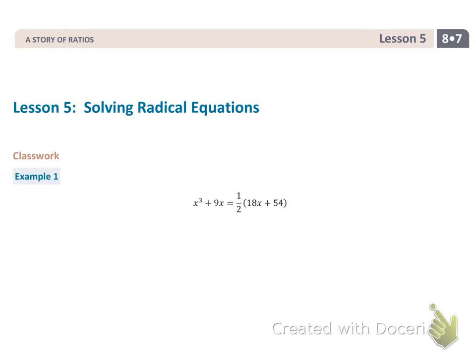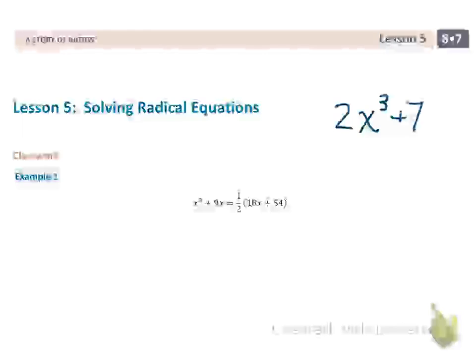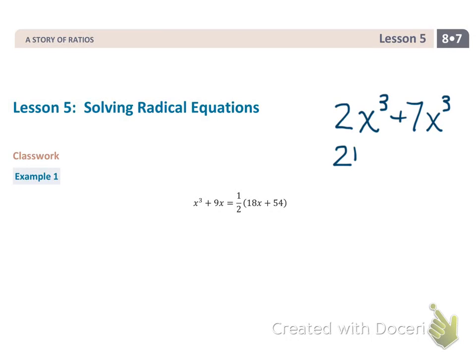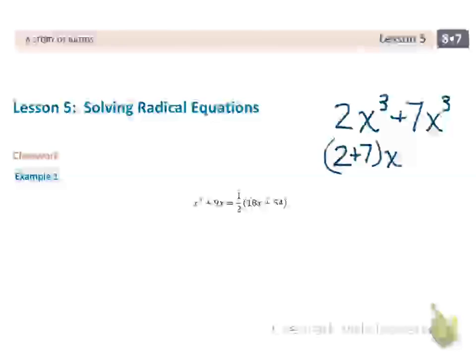So here's an equation. There is an x cubed term. Here's an x term, another x term, and then a constant term. So remember, when we solve these equations, we want to get like terms together. So if I have a 2x cubed plus 7x cubed, I know that that's equal to 2 plus 7 x cubed.